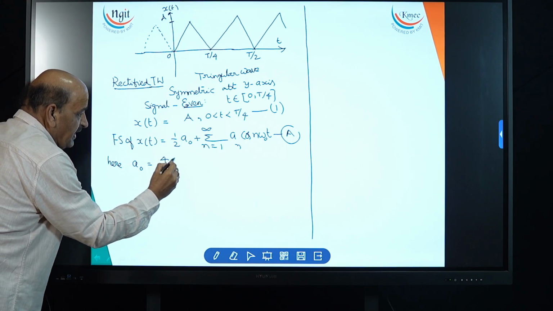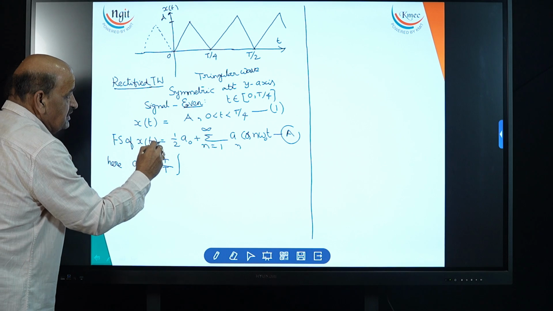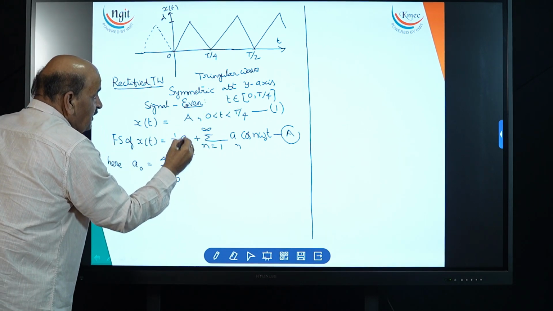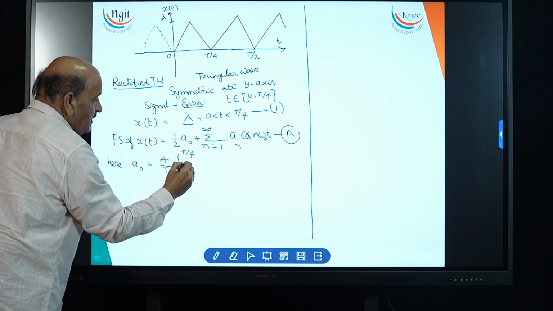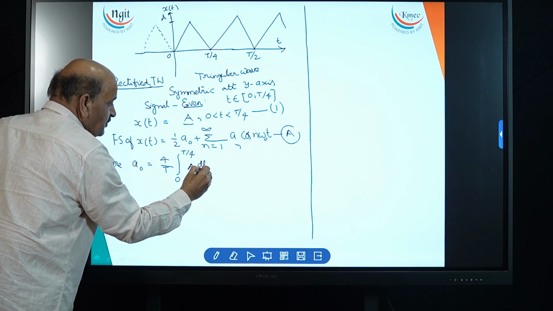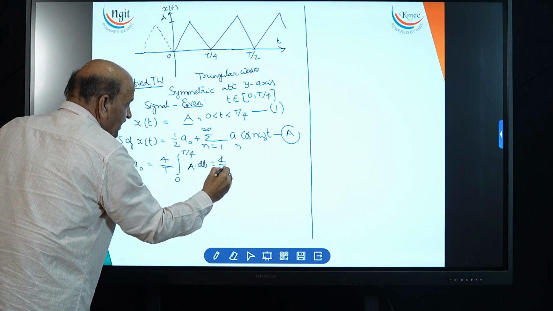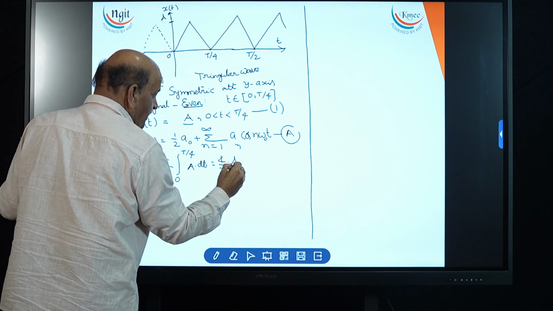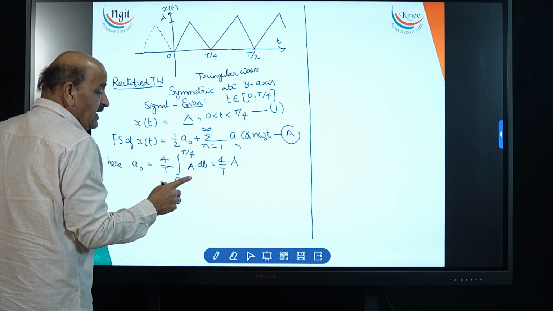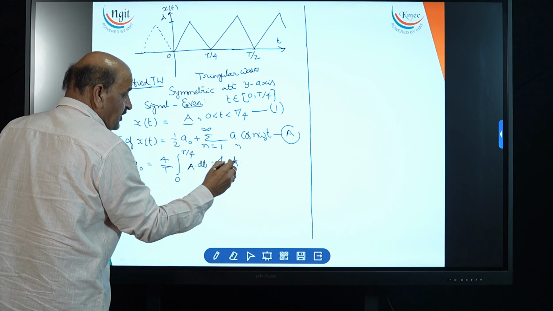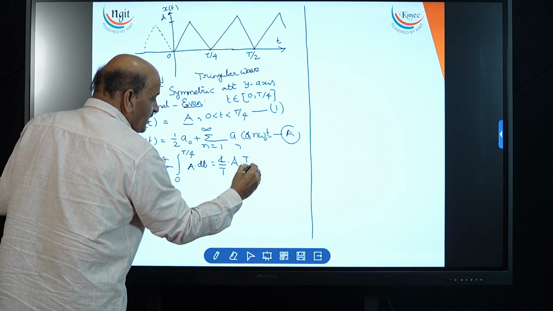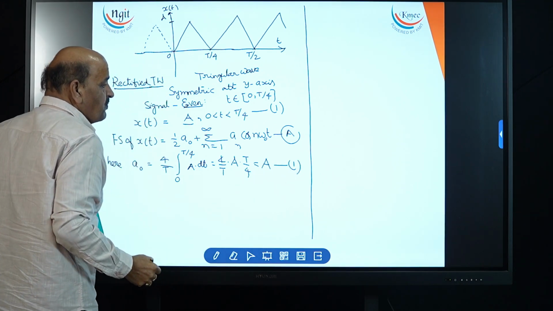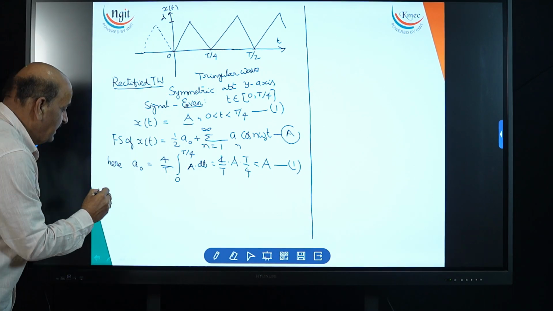This becomes 4 by T into integral. What is the period, from 0 to T by 4, of x of t? X of t means only value equal to A, that equals A into dt. That equals 4 by T into constant A multiplying by integral dt equal to t. Substituting T by 4 in t, that becomes T by 4. So these two cancel, output equal to A only. Output equal to A.